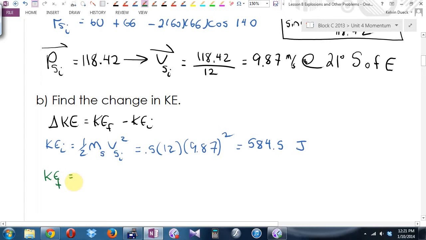Afterwards, what's moving? Mass 1, stone, bucket, or both? Both. Separate? Okay, so it's going to be a half mass of the stone, V stone final squared, plus a half mass of the bucket, V bucket final squared.